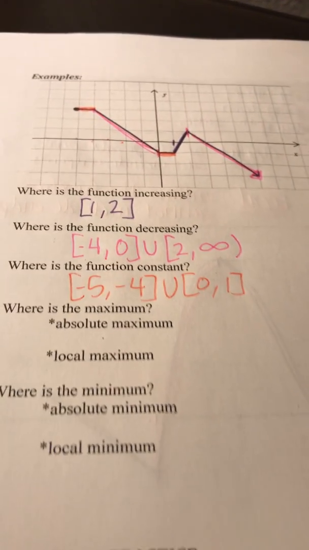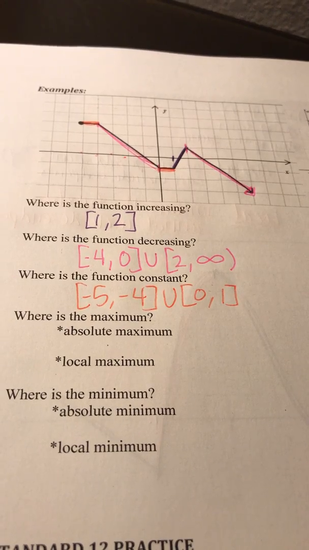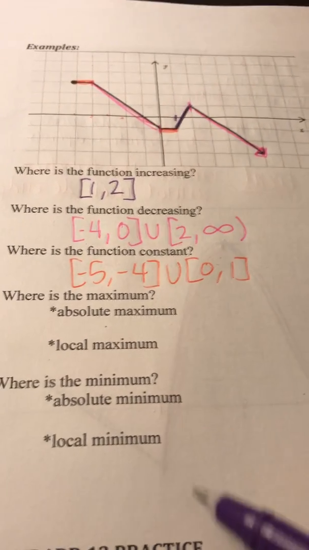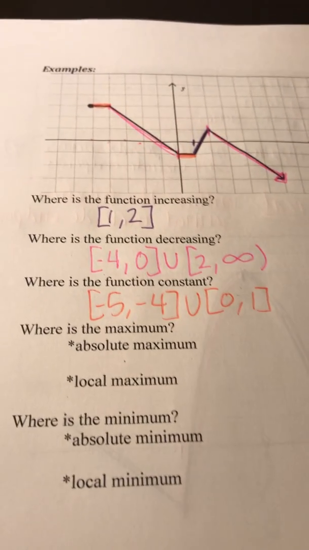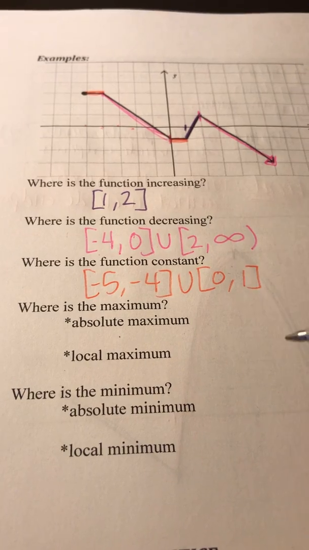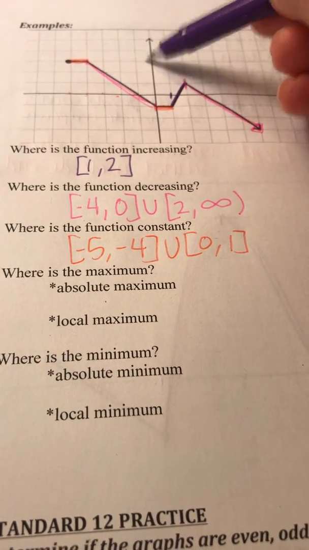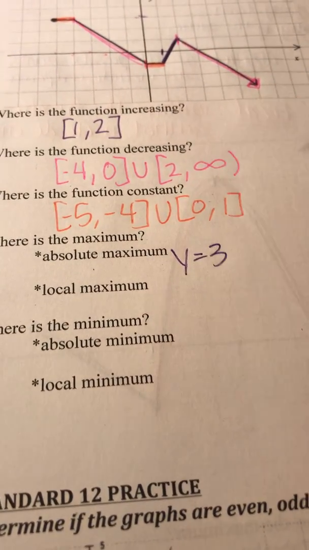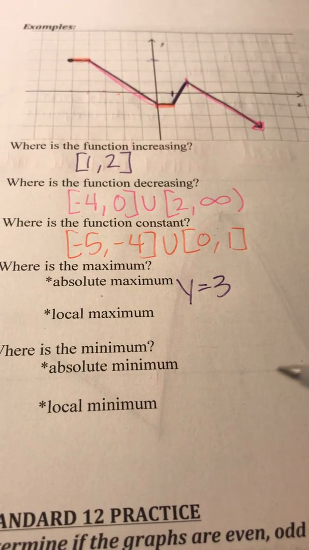Okay. All right, now let's talk maximum and minimum. We're going to talk about maximum first. Looking here, where is my absolute maximum? Remember, absolute maximum can be an endpoint. Absolute maximum is at 3, and so we'll say y equals 3. That's our absolute maximum.